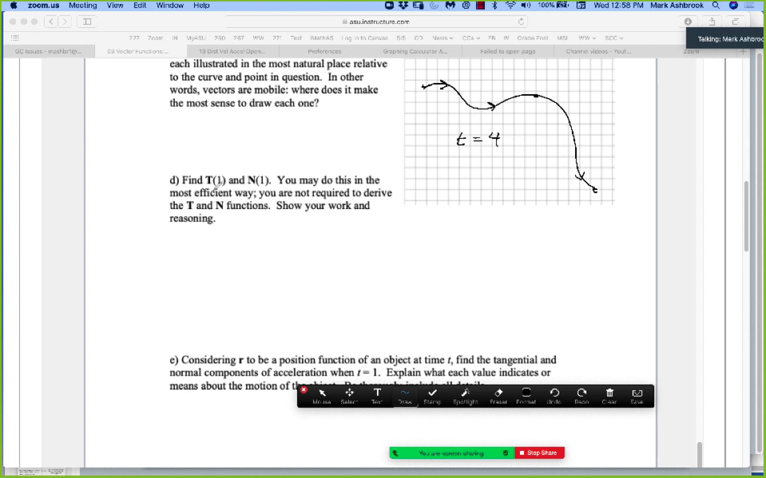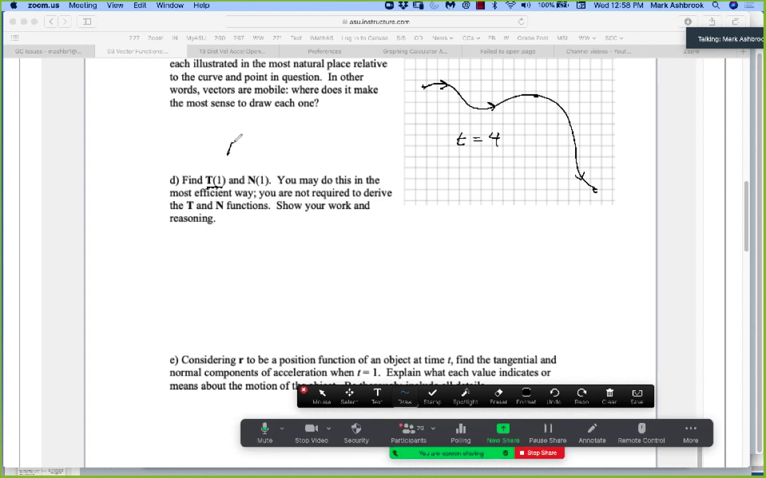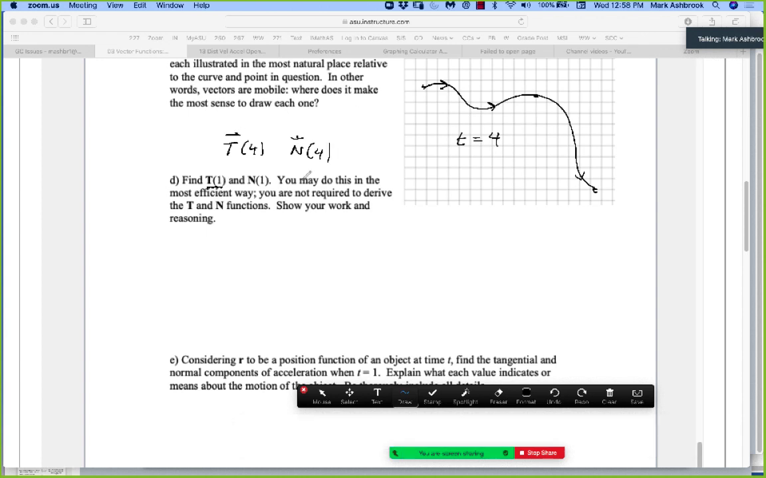And one thing you're asked to find is T of 1 and N of 1. So I'm going to talk about T of 4 in my example and N of 4. You'll have a different curve, and you're doing it for time equals 1. So T of 4, if the orientation is this way, is something like this. Right? It's the direction of motion at that moment. So there's T of 4.